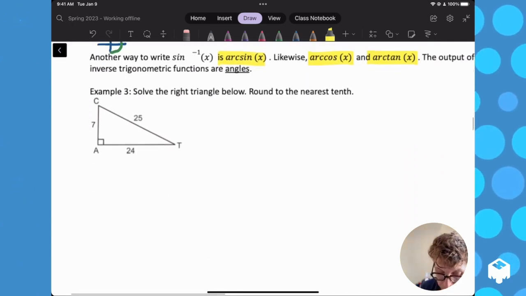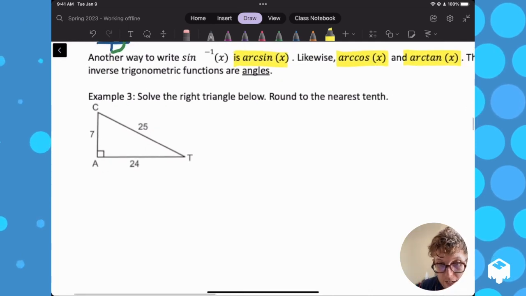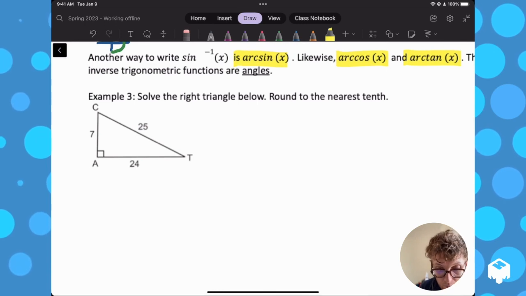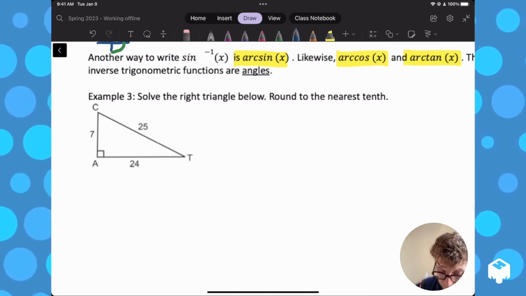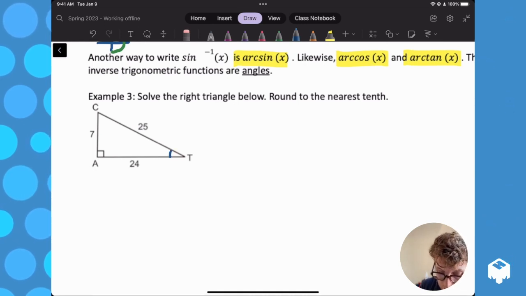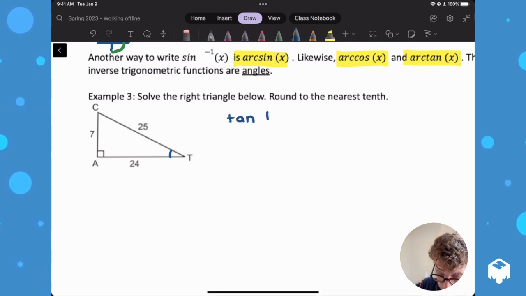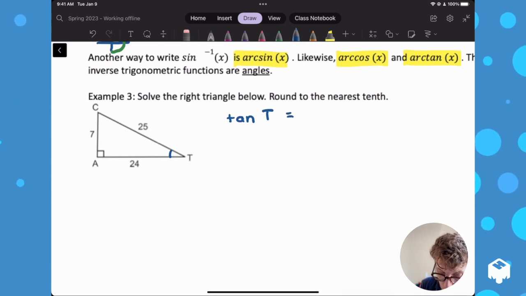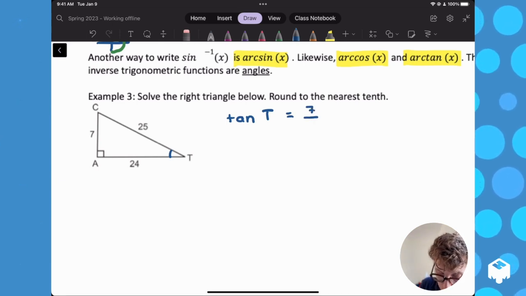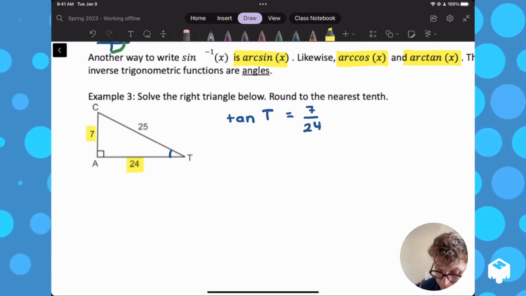Okay, so I want to find the missing angles in this triangle. I have this triangle right here, and let's say I want to find angle T. Since it's T, let's use tangent. Tangent of angle T equals opposite over adjacent. Opposite of angle T is 7. Adjacent to angle T is 24.